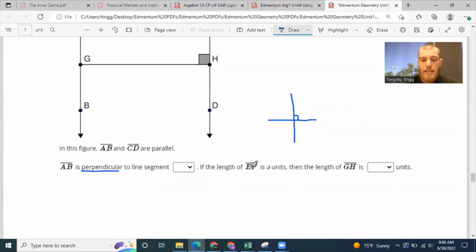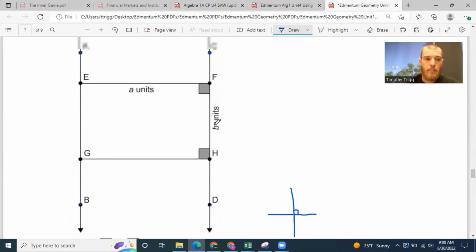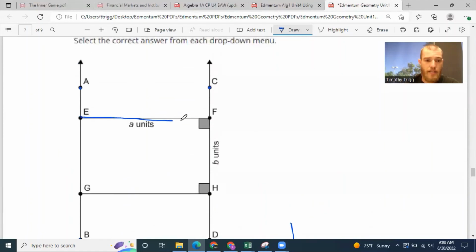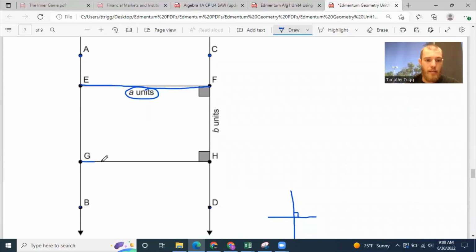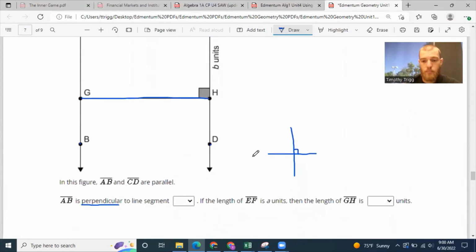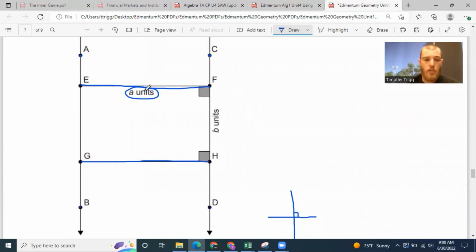If the length of EF is A units, then the length of GF is... So if the length of EF, it says here, is A units, then what would be the length of GH? So if this is A units, what would be the length of GH?